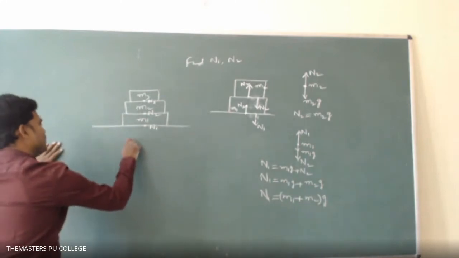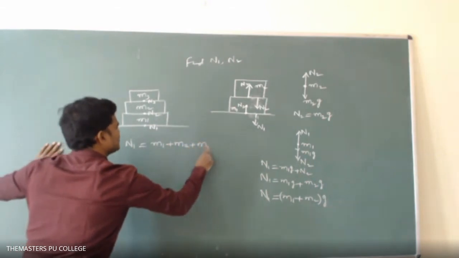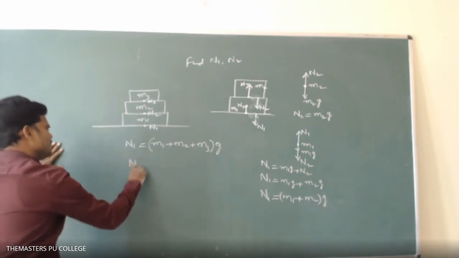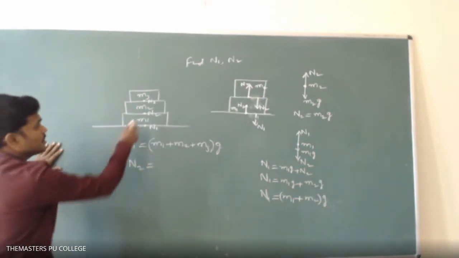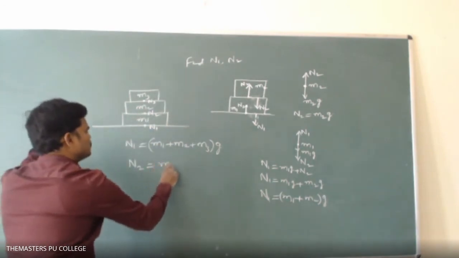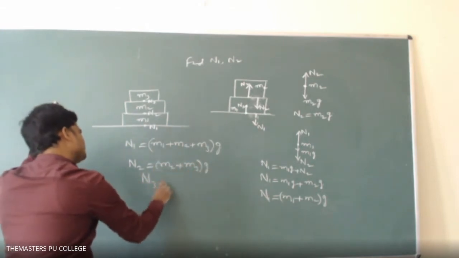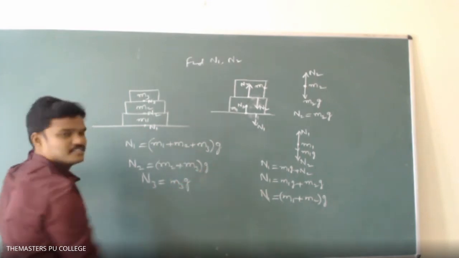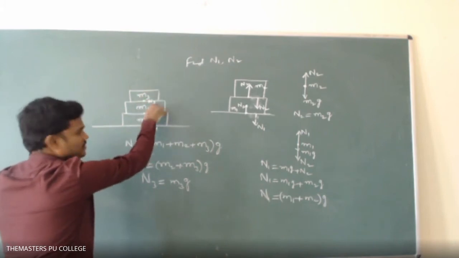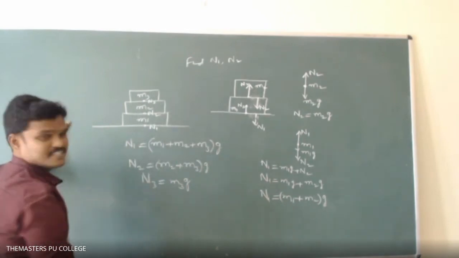Similarly, above N1, tell me, fast. How many masses are there above N1? 3. Shall I write directly? Finish. Answer. It is nothing. Tell me, above N2, what are the masses there? M2 plus M3. Then N3. That's it. If you want to draw the free body diagram, here one N3 up, N3 on N2. Here one N2 up, N2 downward, N1. That may feel somewhat complicated, but this is the easiest way.